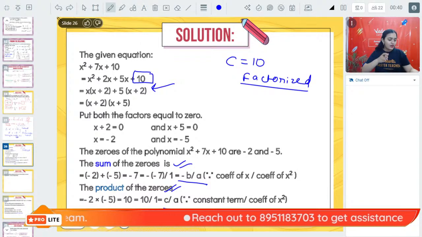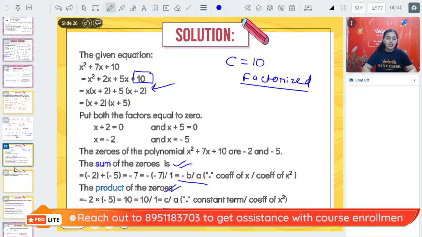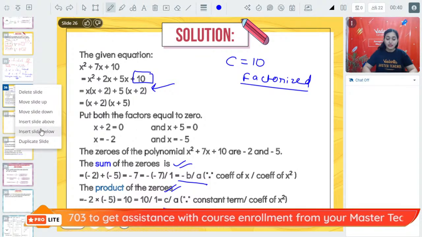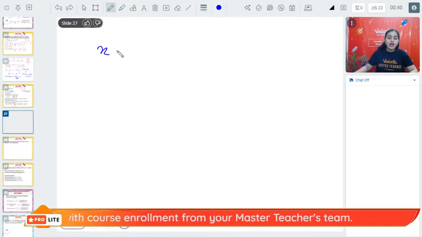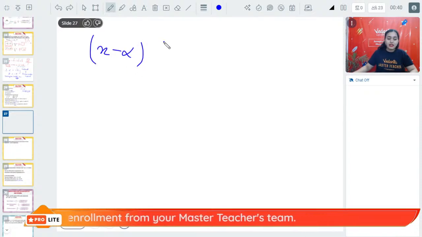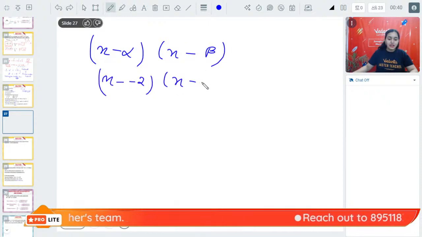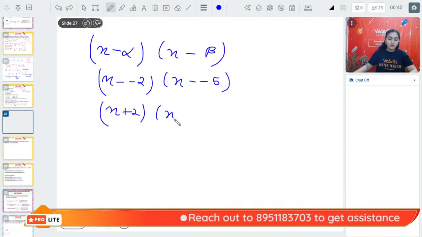Method to find the quadratic polynomial from zeros. Same thing, Harshit. If you want to find the quadratic polynomial, what will you do? Suppose in this equation, you know that your quadratic polynomial will be x minus alpha into x minus beta. So it will be x minus minus 2 into x minus minus 5. So it is x plus 2 into x plus 5.